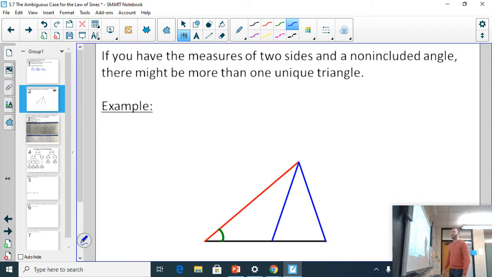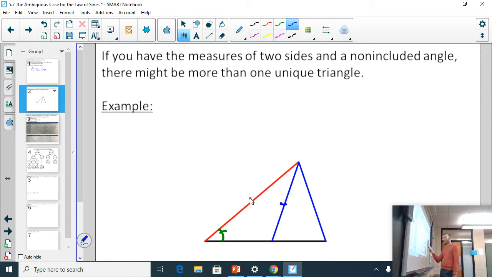And so to start today, if you have the measures of two sides and a not included angle, there might be more than one unique triangle. And when I say that fast, it's kind of like, wait, what? But let's think about it here. If we have two sides and a not included angle, in this case we have this red side, and let's say this single blue side, and we have this not included angle, that green angle right there. That's not included, right? So it's not in between them.